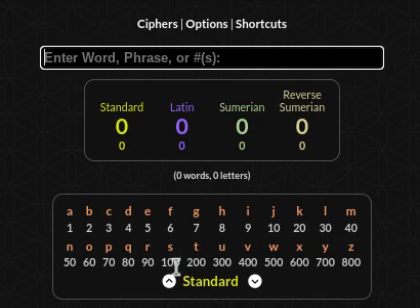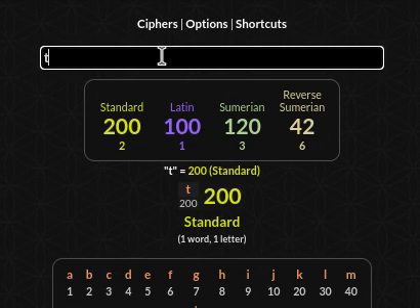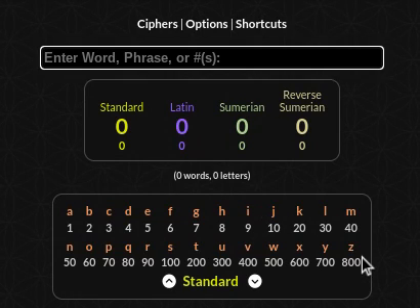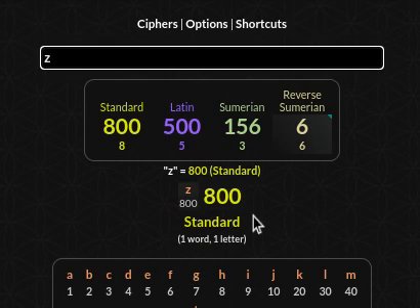And then once we get to S, we're going to start adding by 100. So now, instead of it being 110, T would be 200. Then U would be 300. All the way to Z, and Z has a value of 800.